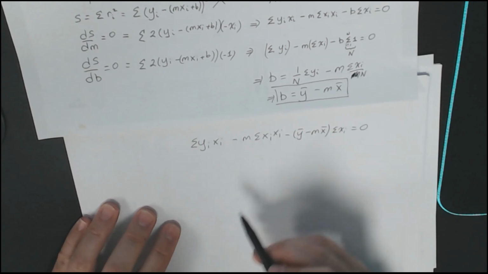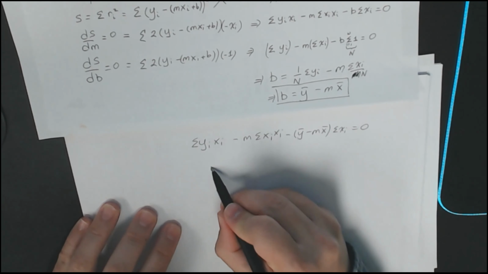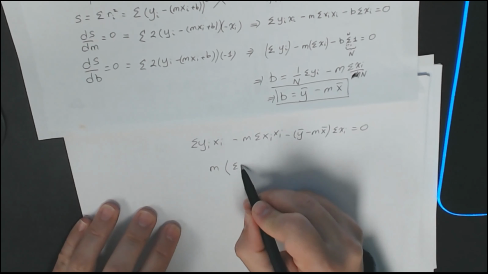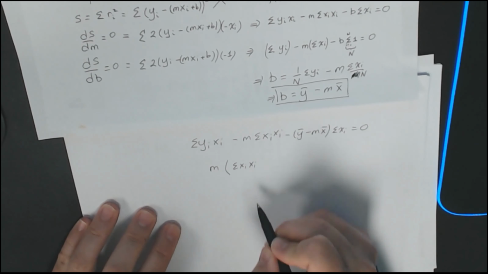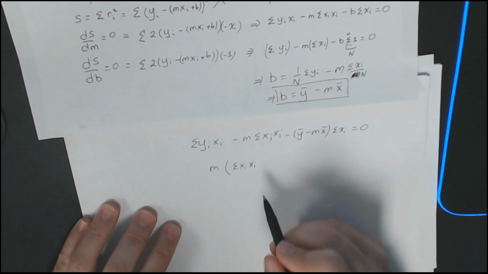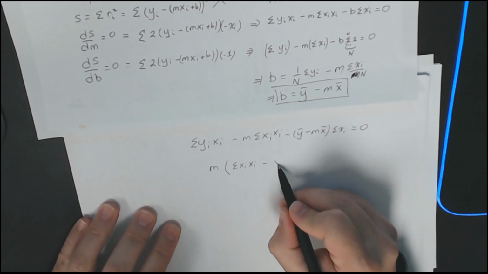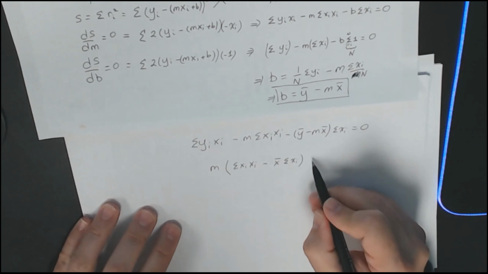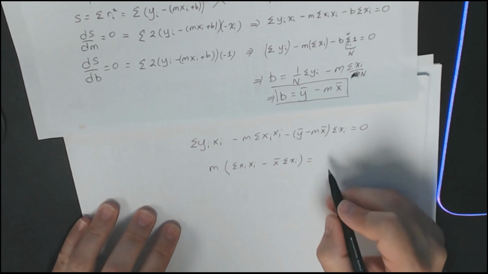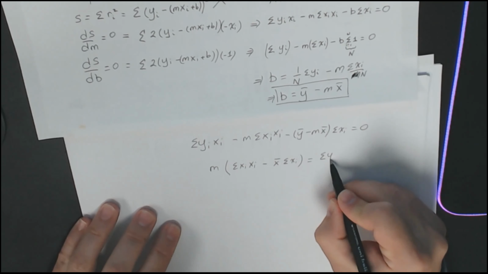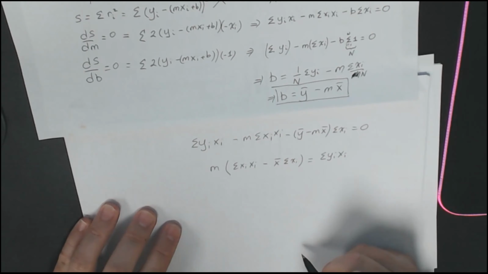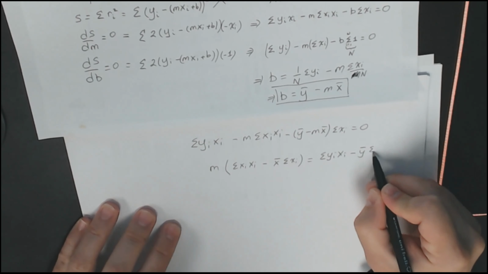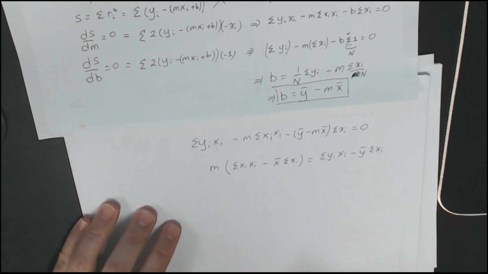Let's group all the terms with m's together on their own. So what I'll be left with is an m times the sum of xi squared. I'll be left with minus a y bar times the sum of xi. Put that on one side and leave on the other side everything that's left over, the sum of xi yi minus y bar times the sum of xi.